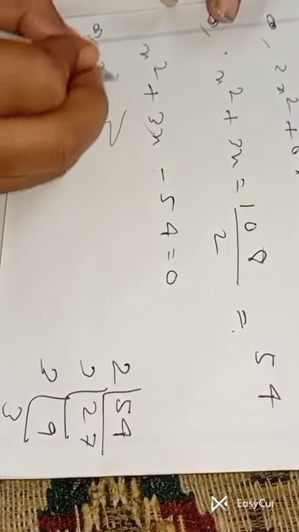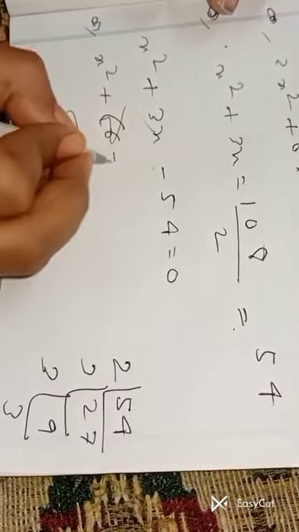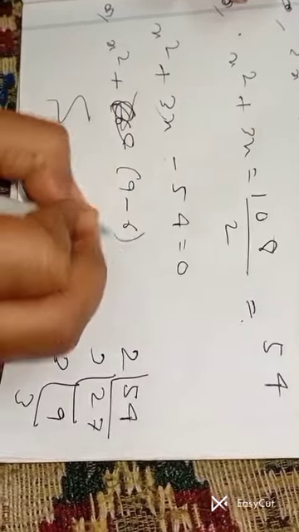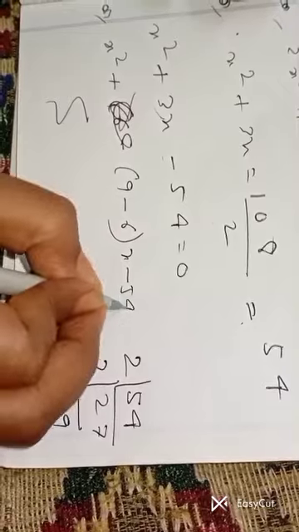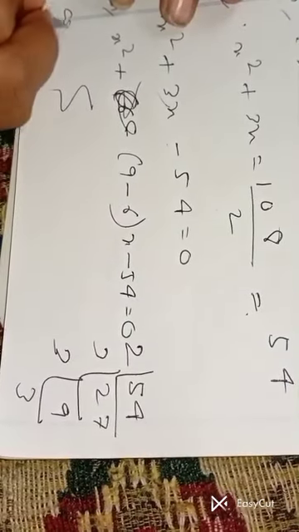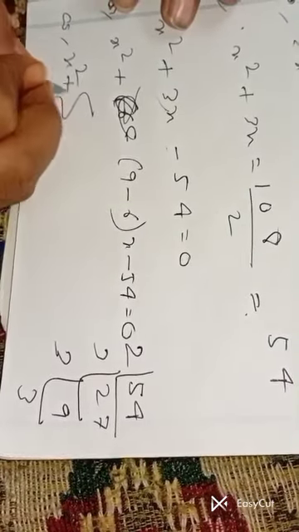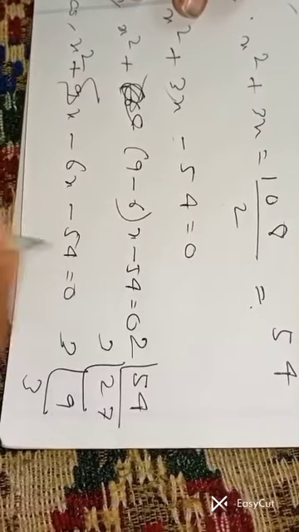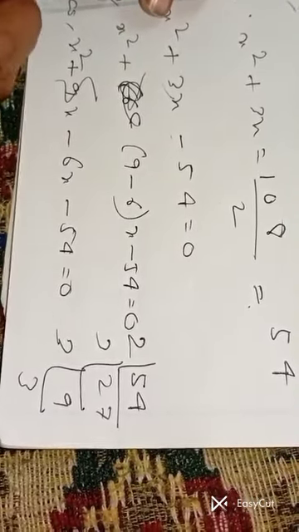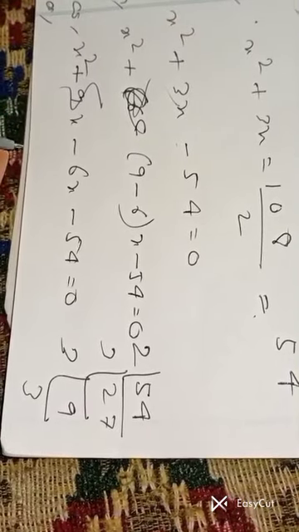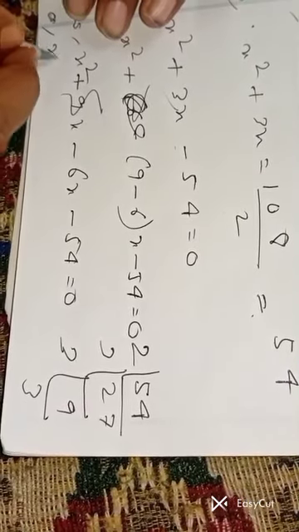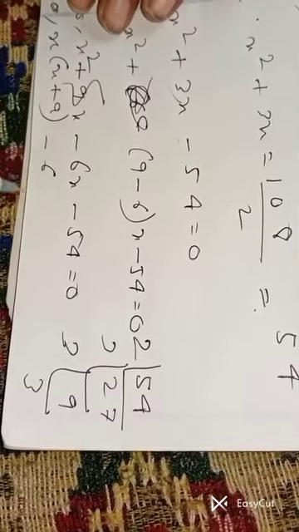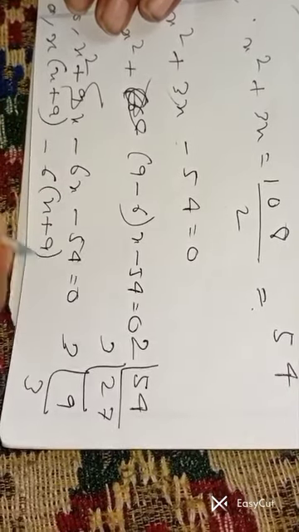So what do we get? x square plus 9 minus 6, which equals 3, x minus 54 equals 0. So if you break the factor, what do we get? x square plus 9x minus 6x minus 54 equals 0. So from the first two terms, what do we get as common? We get x is common. What remains there? x plus 9. Minus, if we get 6 as common, x plus 9 equals 0.